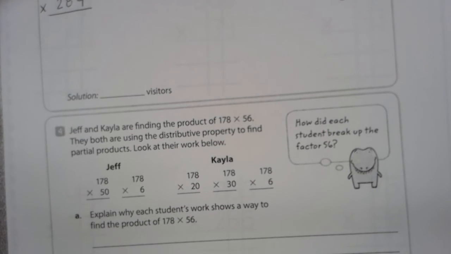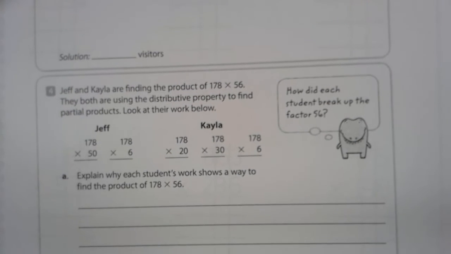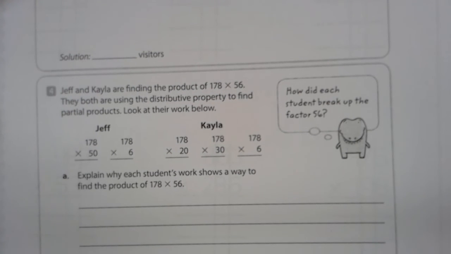Okay, Jeff and Kayla are finding the product of 178 times 56. They both are using the distributive property to find partial products. Look at the work below. Jeff uses 178 times 50, 178 times 6. Kayla uses 178 times 20, 178 times 30, 178 times 6. Okay, you have 2 questions. Explain why each student's work shows a way to find the product of 178 times 56.